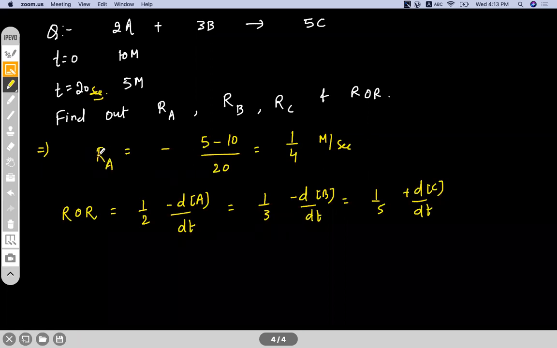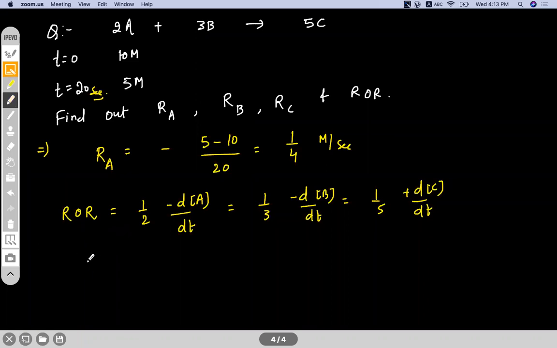So rate of A is equal to what we can write? Rate of A is minus dA by dt. So if I substitute this here, we can find out the rate of reaction one by one. The rate of reaction would be 1 by 4 into 1 by 2, that is 1 by 8 molar per second.